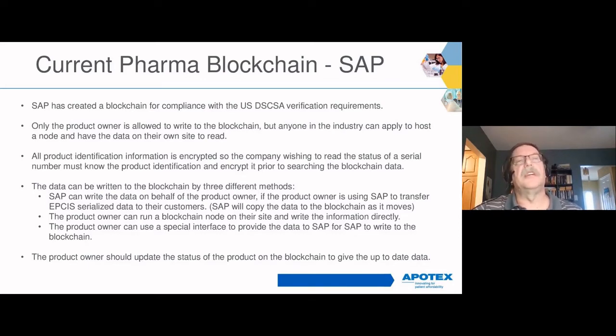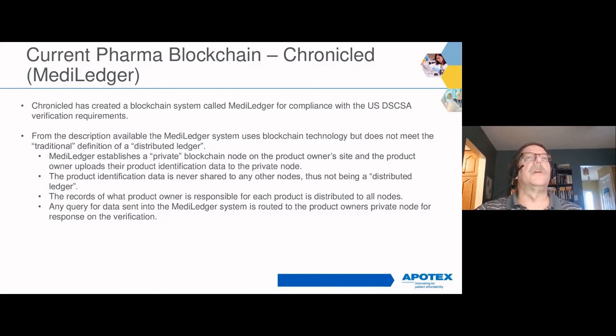So you would be able to tell that there's multiple copies of that same serial number out in the industry, and something needs to be done. You need to quarantine the product you have and get an investigation done to see what's going on. There's another large blockchain that's done by a company called Chronicled, and the blockchain itself is called MediLedger. MediLedger is one of the names that you hear quite often in the industry.